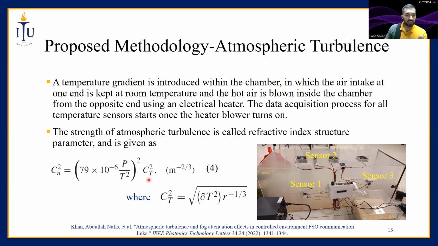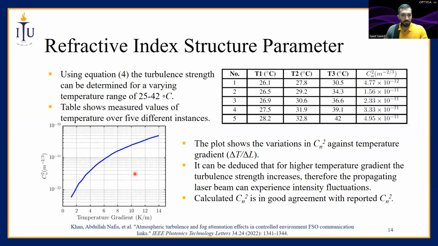This Ct squared is the structure parameter of temperature that is affected by delta T and R. This delta T is the temperature difference between sensor 1 and sensor 2, and R is the distance between sensor 1 and sensor 2. So the Cn squared value is affected by temperature. According to this formula, we can calculate Cn squared for the temperature range of 25 to 42 degrees centigrade, which is shown in this table for 5 different instances. According to this table, the Cn squared value increases for increasing temperatures.